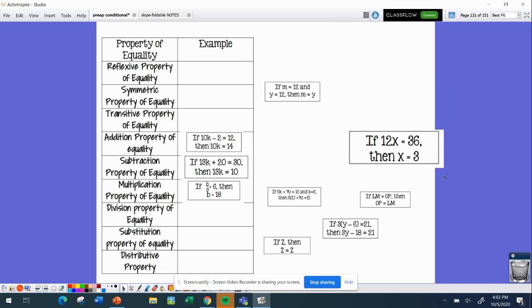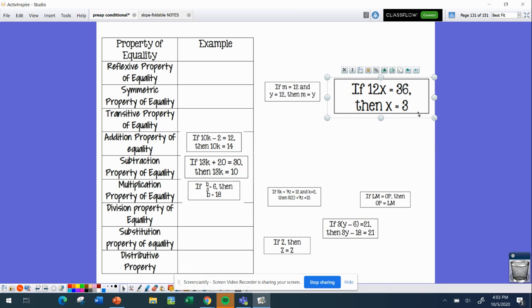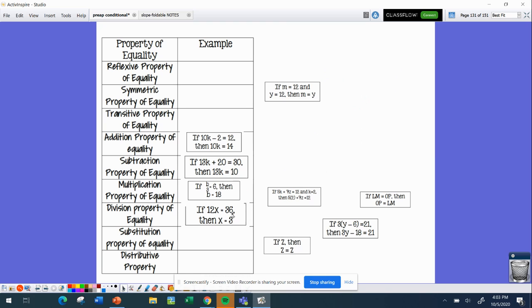If 12x equals 36, then x equals 3. In order to get x equals 3, we divided both sides by 12. An example of the division property of inequalities.